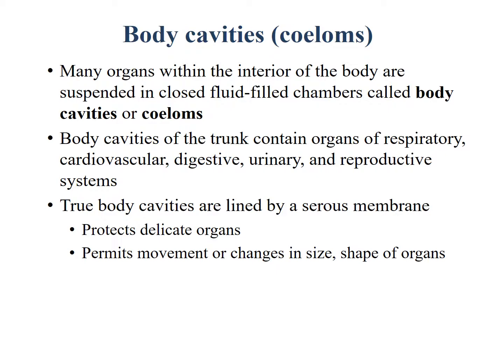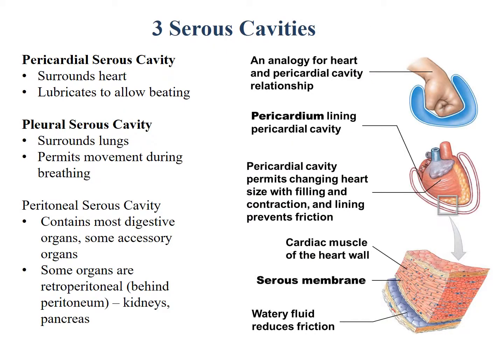Now, true body cavities are actually lined by serous membranes. Serous membranes are designed to protect delicate organs and permit movement or changes in size or shape of the organ. So they also help to protect against friction or any sort of rubbing that may occur. Here we can actually see the 3 serous cavities. They're the pericardial, pleural, and peritoneal serous cavities.